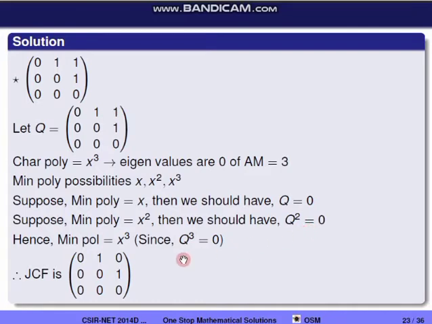Therefore the minimal polynomial is x cube for this case, since x cube is equal to 0. So it has a Jordan block of order 3, and we know the sum of the orders of the Jordan blocks is equal to the algebraic multiplicity. Therefore, it has only one block of order 3. Therefore, the JCF is 0 1 0, 0 0 1, 0 0 0.